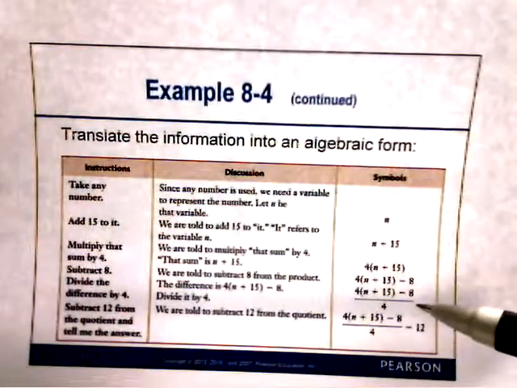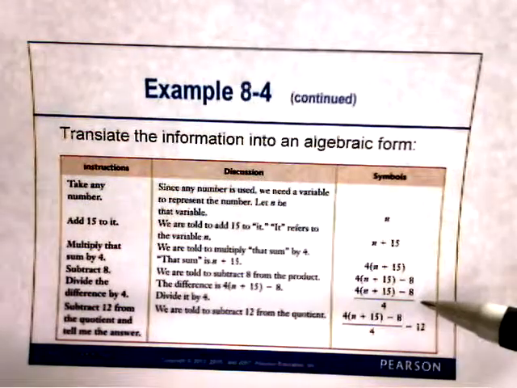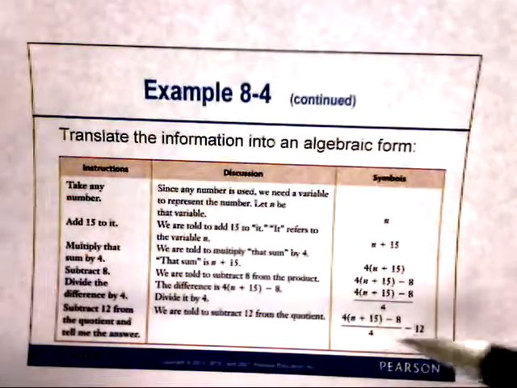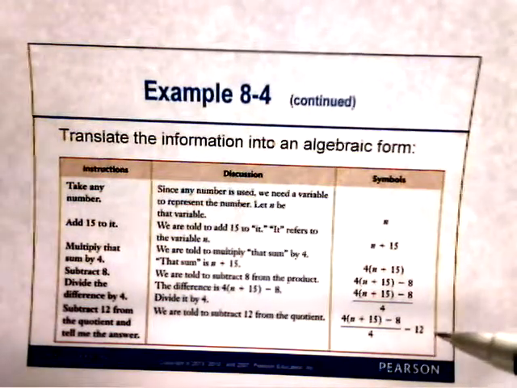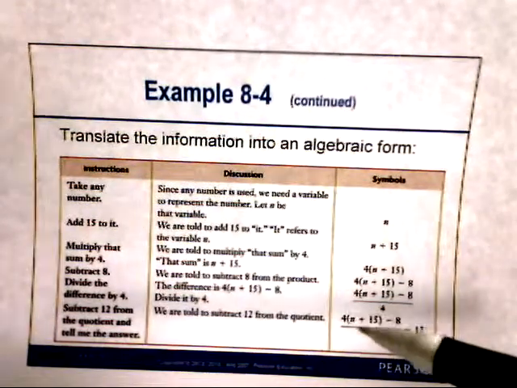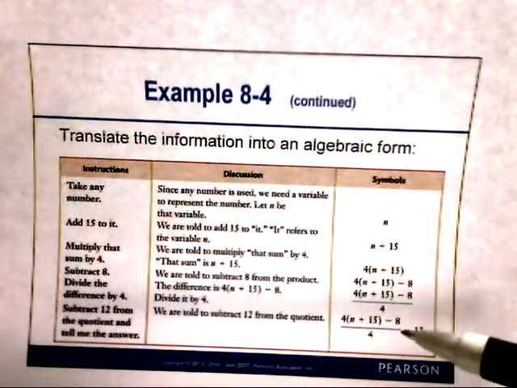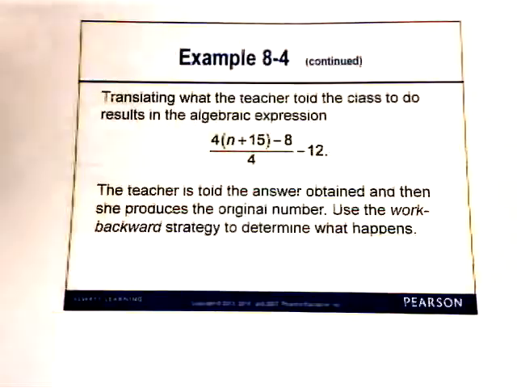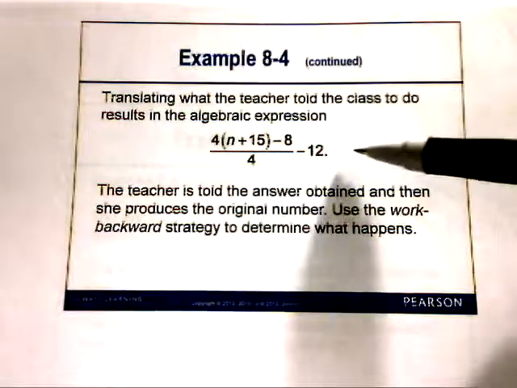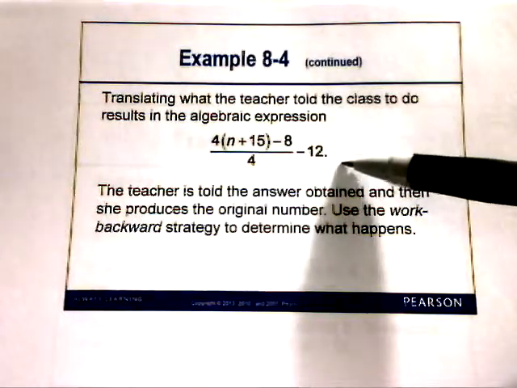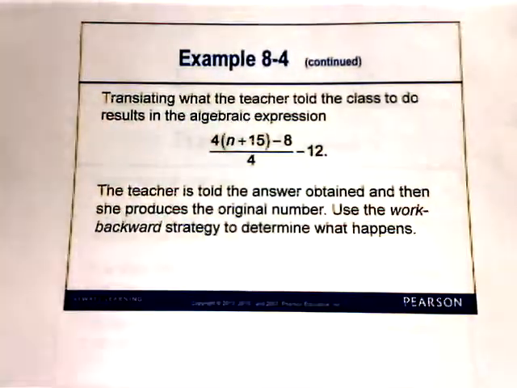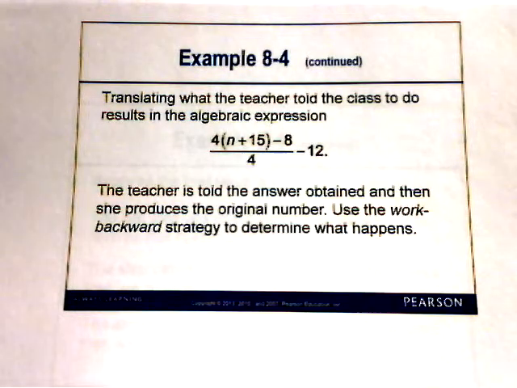And it's written like this. Then you're going to subtract 12 from the quotient and tell me the answer. So that's going to be minus 12, but you subtract 12 from all of this. So it'll be 4 times the quantity n plus 15 minus 8, all divided by 4, and then minus 12. Okay, so on the next slide, you'll see that particular algebraic expression. So translating what the teacher told the class to do results in the algebraic expression 4 times the quantity n plus 15 minus 8, all divided by 4, then minus 12.